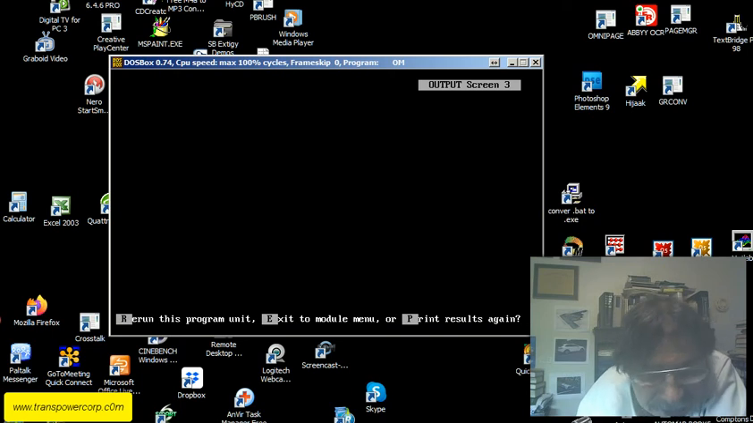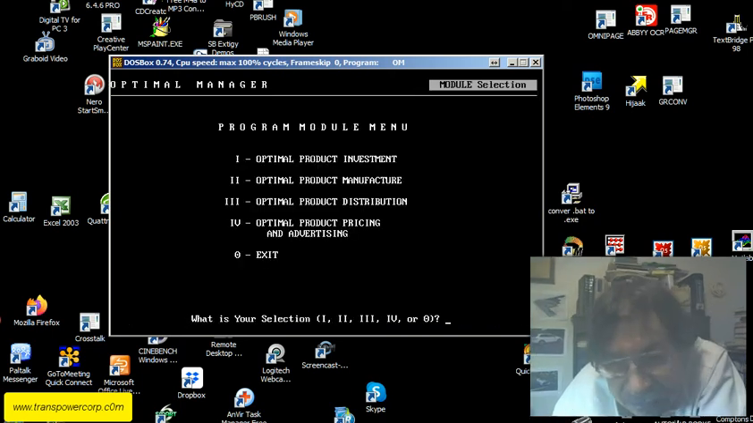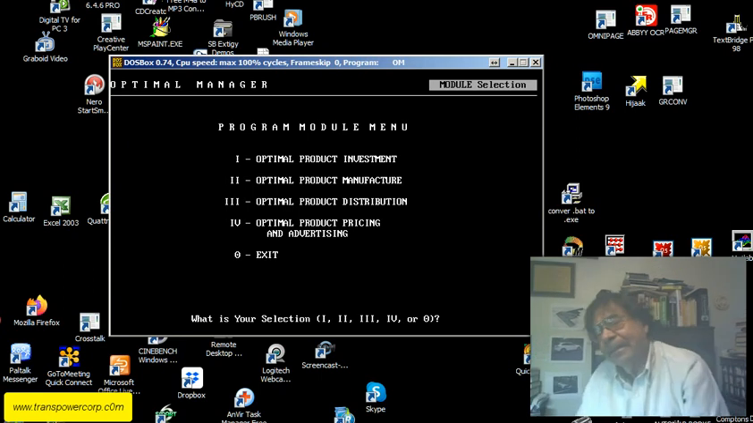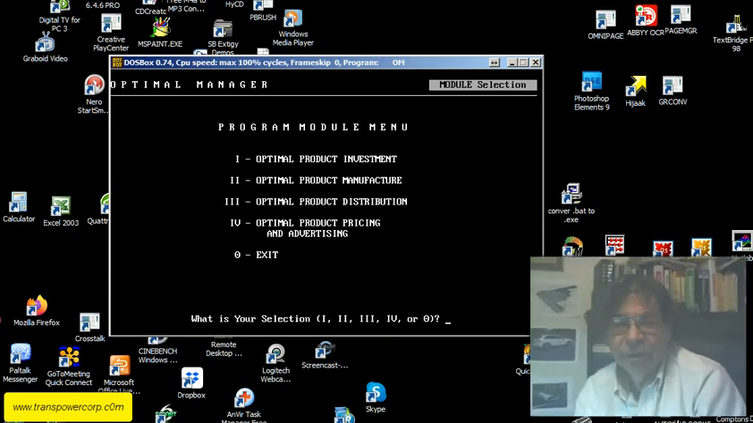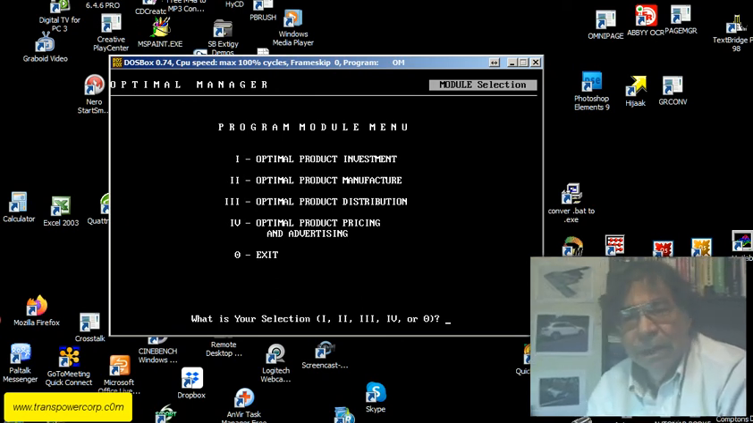So this is pretty easy. Now we just exit back to the module menu, and that's it. To buy or lease a machine, very simple program unit out of the 47, but you'll probably be using it quite a bit if you decide to get this program.